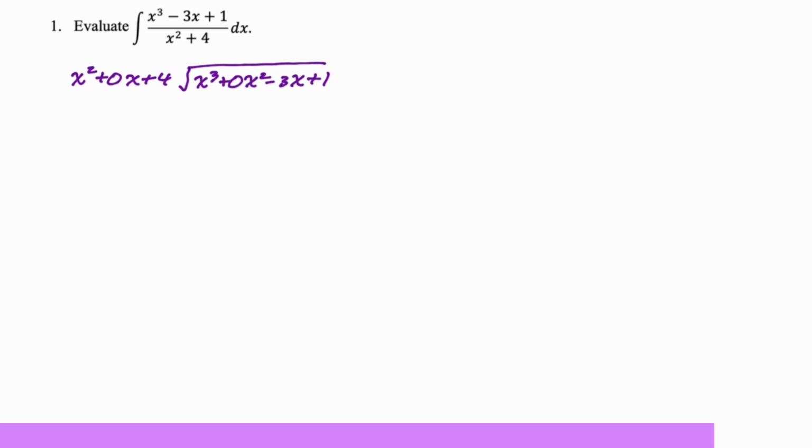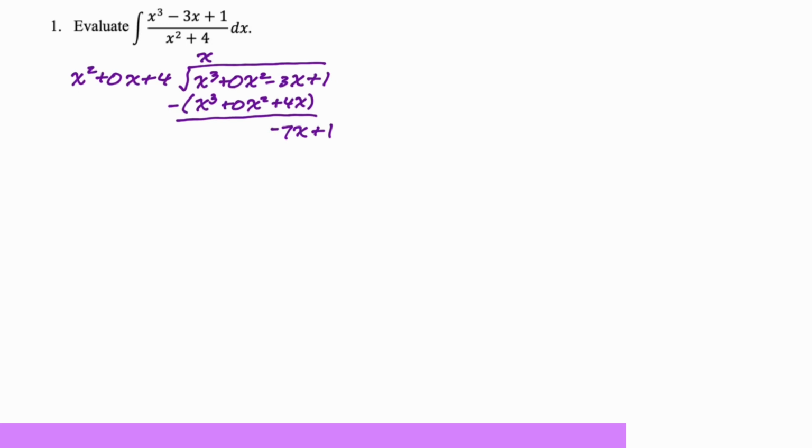I look at this and I think I need to multiply x squared by x to get up to x cubed. So we're going to put an x here. We're going to multiply x squared plus 0x plus 4 times x. We're going to put it down here and we're subtracting. So we end up with negative 7x, and then we bring down the 1. Now this is a lower degree than x squared plus 4, so we're actually done with our division.